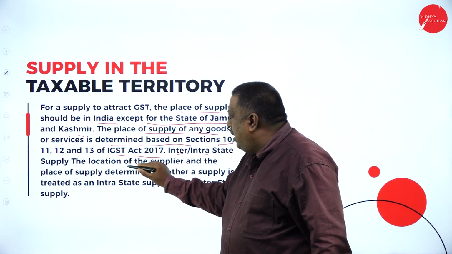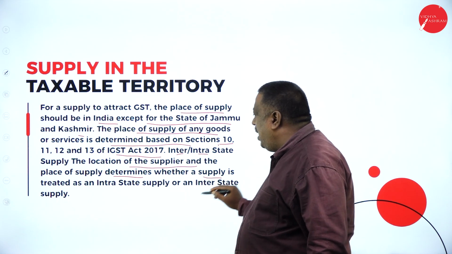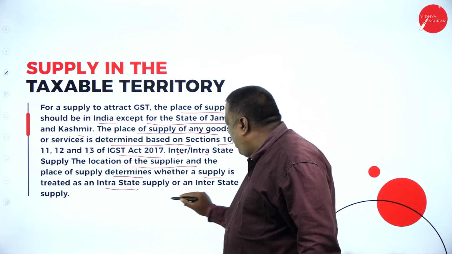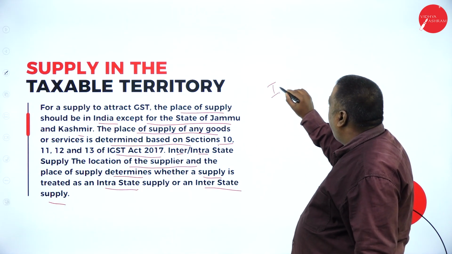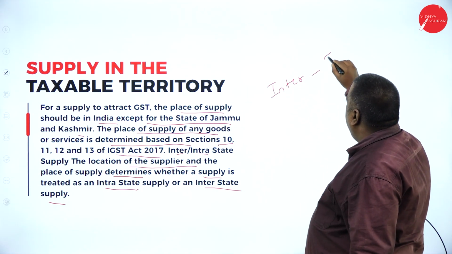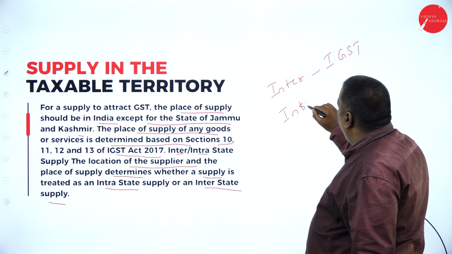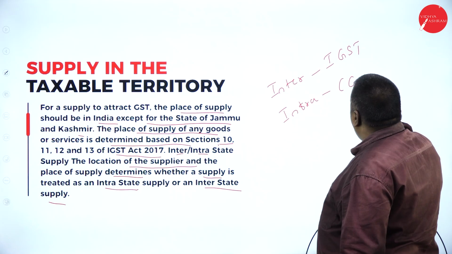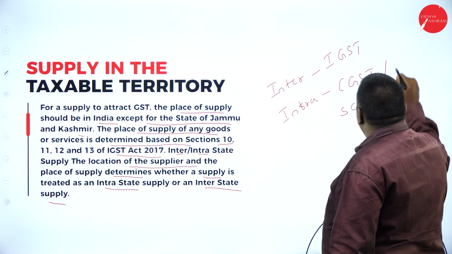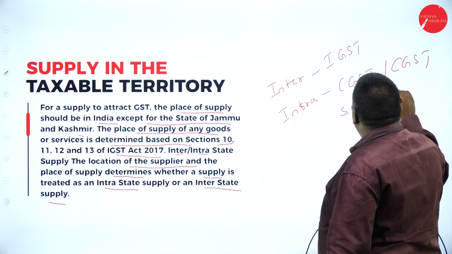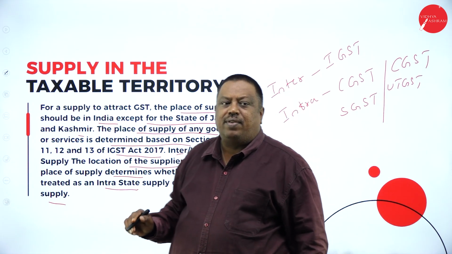Intrastate transaction: the location of the supplier and the place of supply determine whether a supply is treated as an intrastate supply or an interstate supply. If it is inter, it attracts IGST. If it is intra, CGST, SGST, or CGST, UTGST. So this is what we have here.